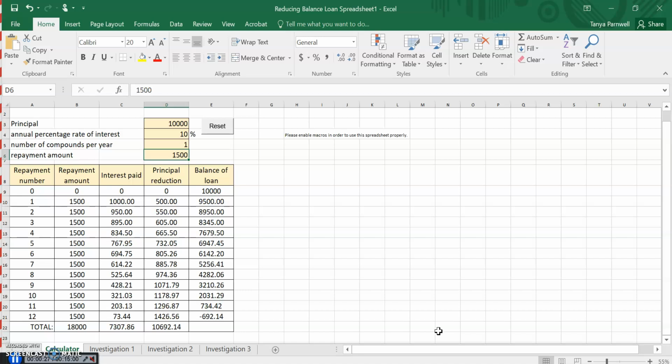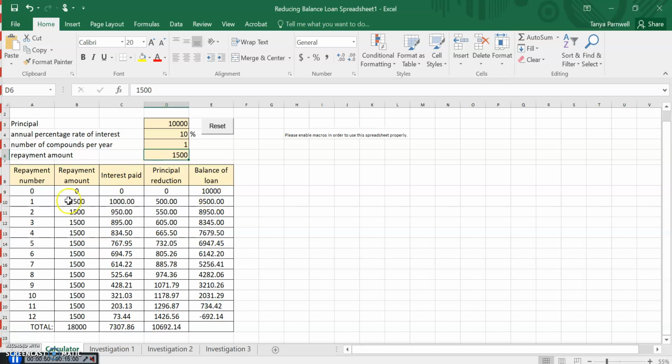This Excel spreadsheet is in OneNote, so if you'd like to access it and play around with it, you're welcome to. So here we've got a principal of $10,000 on our loan. The annual percentage interest rate is 10%, and the number of compounds per year is 1, so it's a compounding annually situation, and they're repaying $1,500.